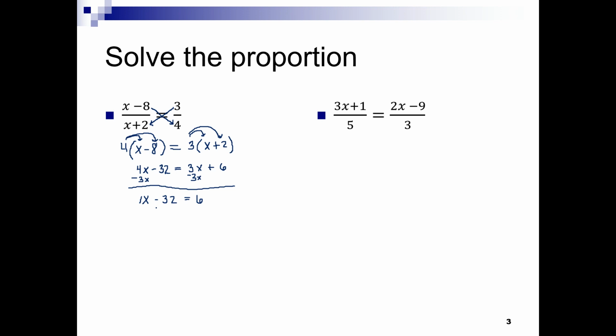My next step is to gather my constant terms. Since I have a subtraction, I will do the opposite. So I will add 32 to both sides of the equal sign. My x remains. I am not going to write the 1 in front of it because that is understood. My negative and positive 32 cancel out. So I have x equals, I do the math here, and have 38.